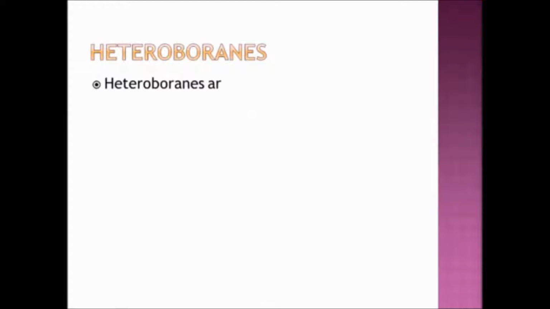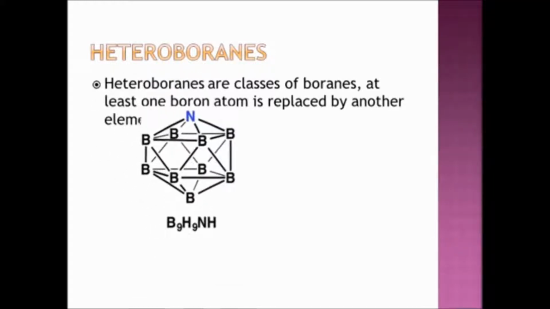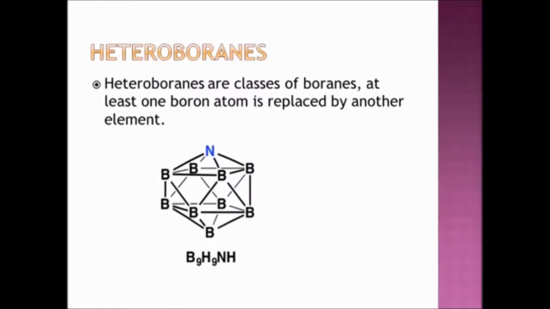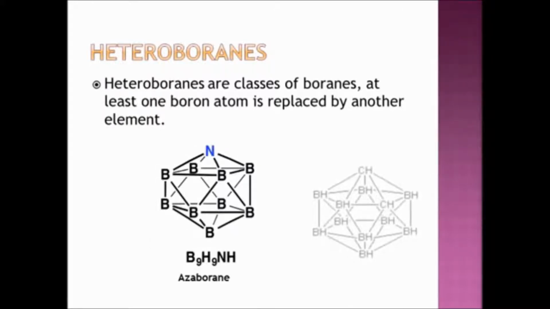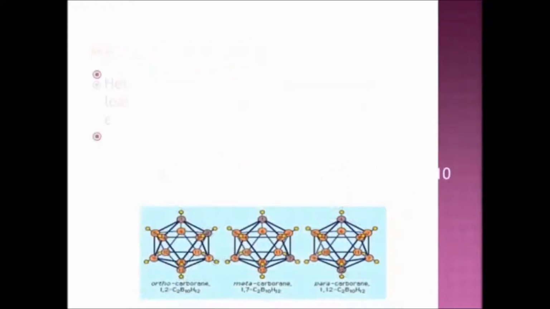Heteroboranes. Heteroboranes are classes of boranes in which at least one boron atom is replaced by another element. For example, azaborane, in which boron has been replaced by nitrogen, and the second one is carborane, in which boron has been replaced by carbon.